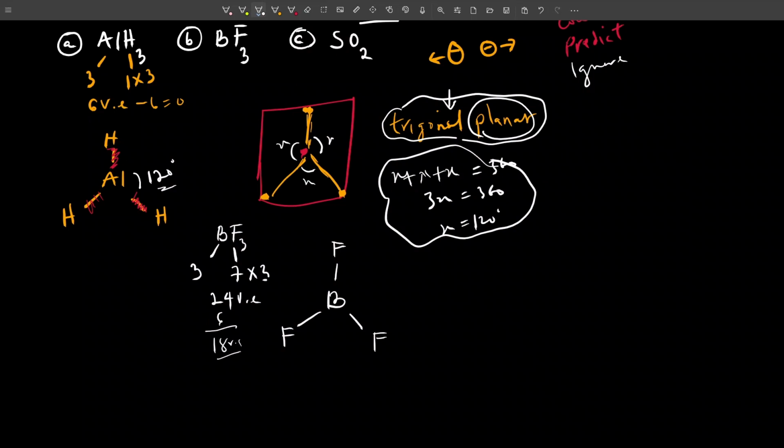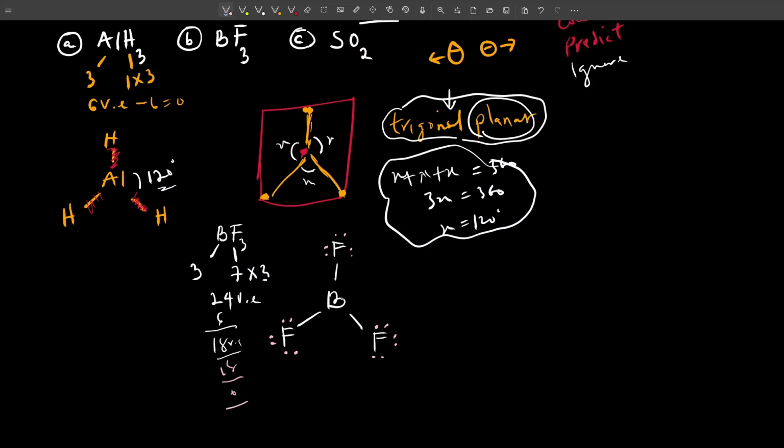So what do you do now? We assign the valence electrons to the terminal atoms. So let's assign that. We have to complete their octet configuration. So that's done. So we assign 6 per fluorine times 3, that will give me 18. 18 minus 18 will give me 0. So hence this is the structure of BF3.